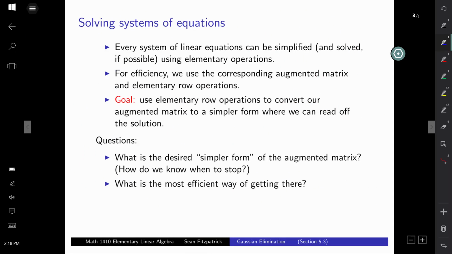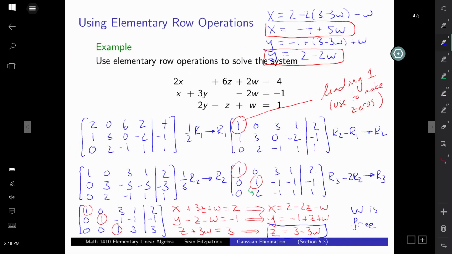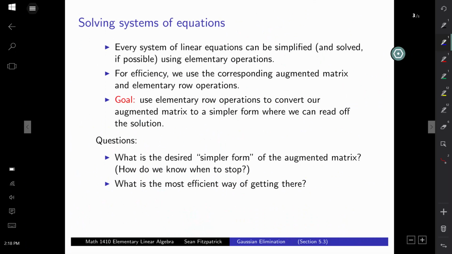So how do we solve, right? Somebody hands us a system of equations. We want to simplify and, if possible, solve using these elementary row operations, same as we did in the previous slide. The way I solve this system is I write down my augmented matrix and I use my row operations to try and get my augmented matrix down to a simpler form. And a simple form is going to be one that has as many ones and zeros in there as we can manage.